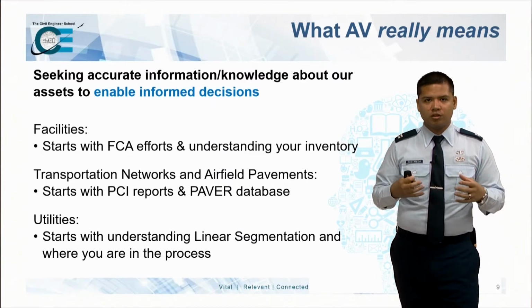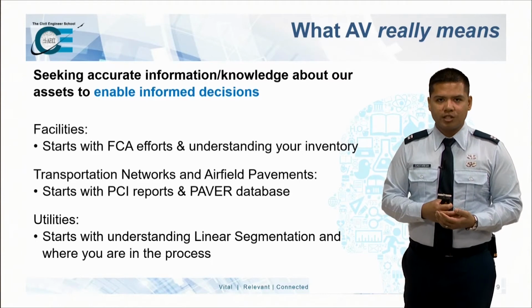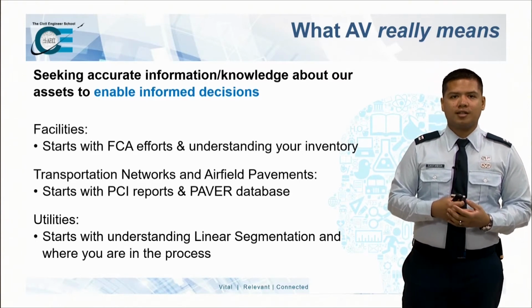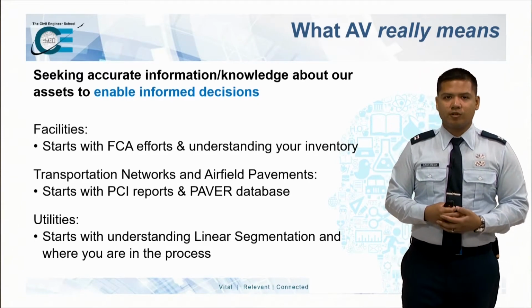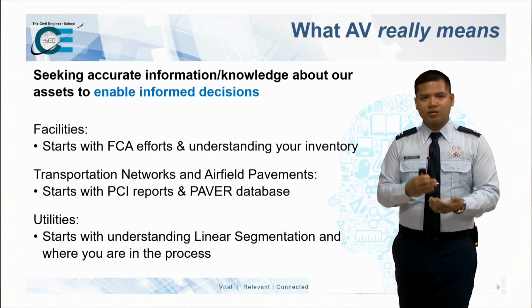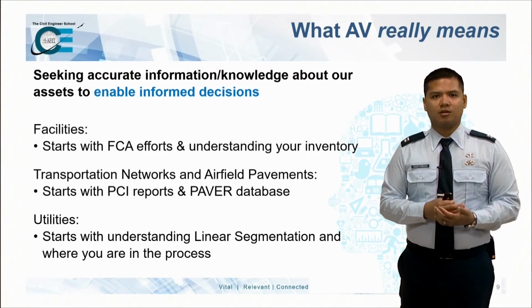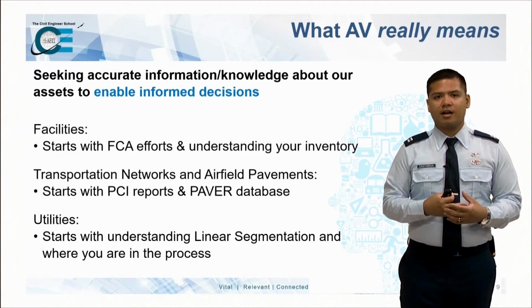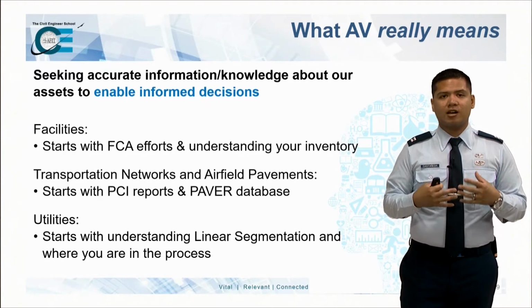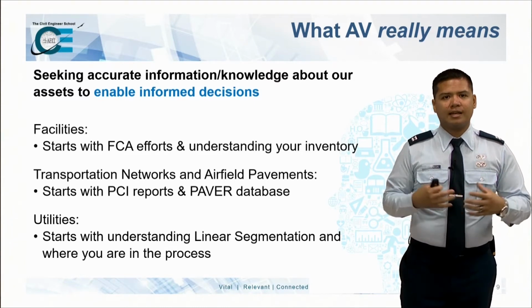Okay, so what does it really mean? Asset visibility is all about seeking accurate information or knowledge about our assets to enable informed decisions. There's that foot stomp again. Asset visibility is all about enabling informed decisions. If the data doesn't enable informed decisions, then it's bad data, it's data that we don't need, it's data we cannot operationalize. So how do we start getting this data?